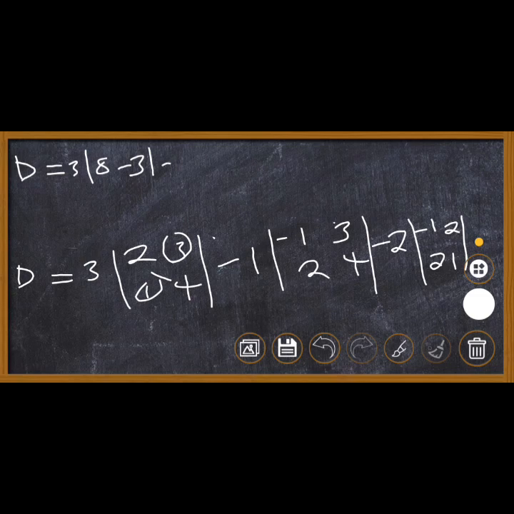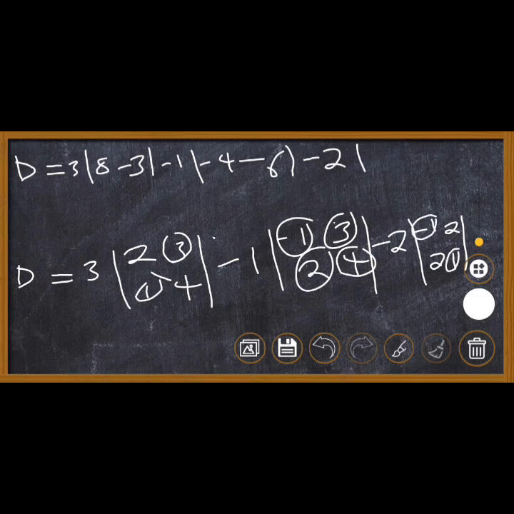Then here we have minus 1. We also find the determinant for this. So negative 1 multiplied by 4 is negative 4, and then minus 3 multiplied by 2 is 6. So we have that. Okay, and then here we have negative 2. Then negative 1 multiplied by positive 1 is negative 1. Then 2 multiplied by 2 is 4. So we are going to have negative 4.